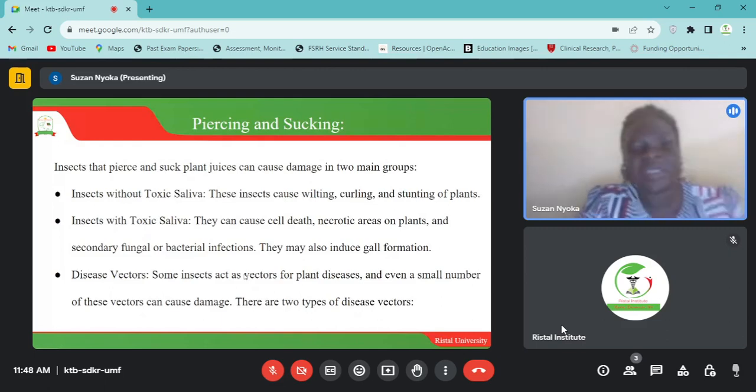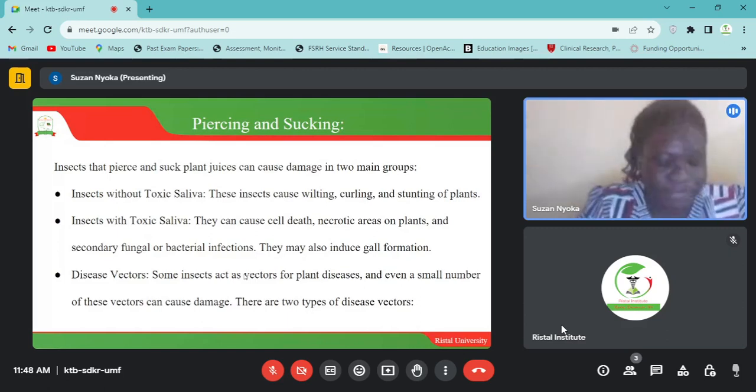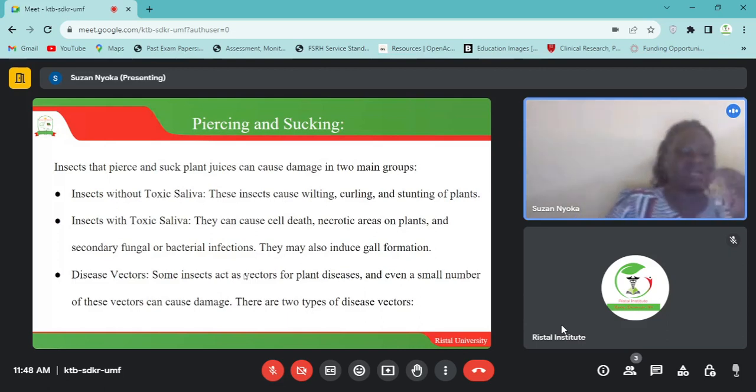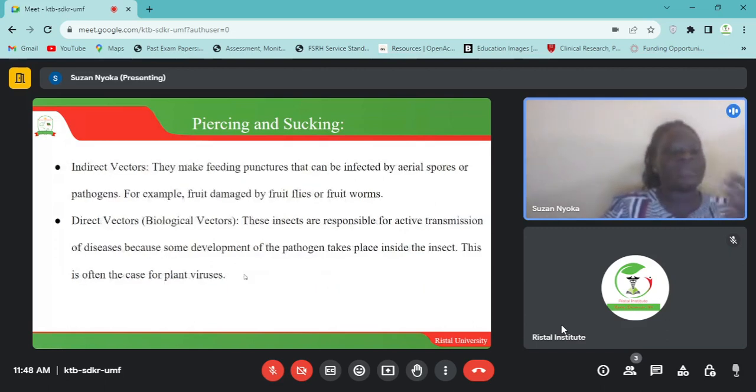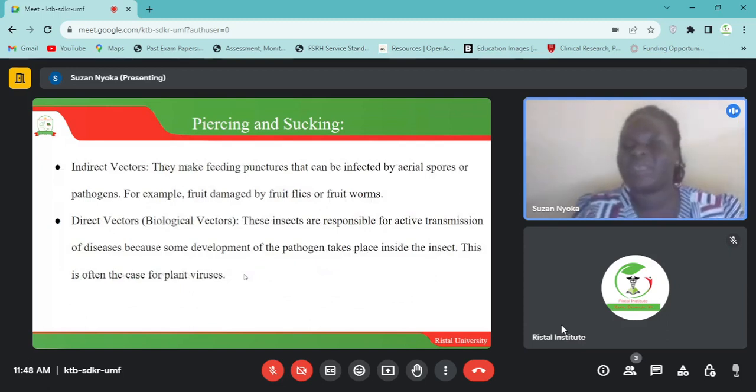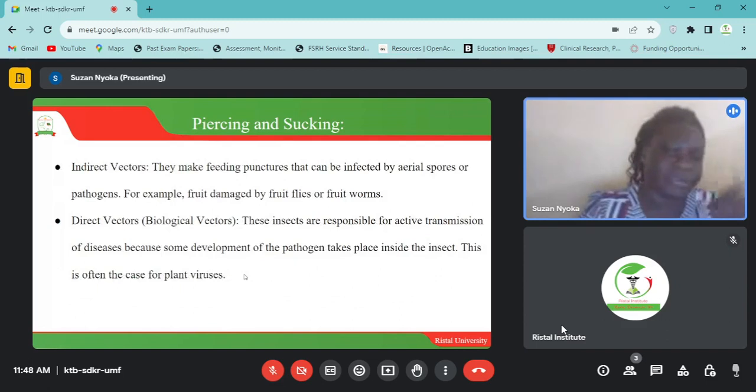Disease vectors. Some insects act as vectors for plant diseases, and even a small number of these vectors can cause disease. There are two types of disease vectors. We know vectors, these are disease-causing organisms. We have, one, the indirect vectors. They make feeding punctures that can be infected by aerial spores or pathogens. For example, fruit damage by fruit flies or fruit worm.